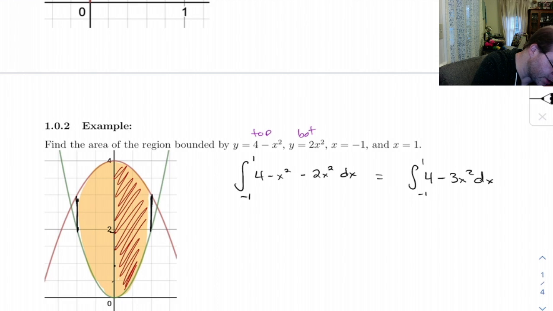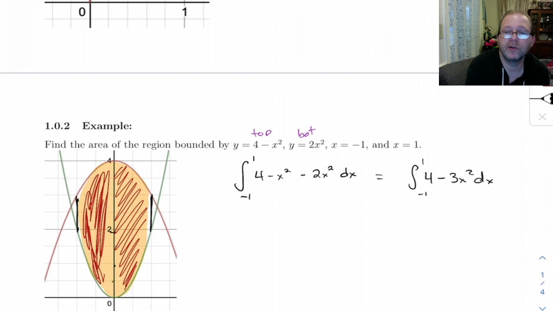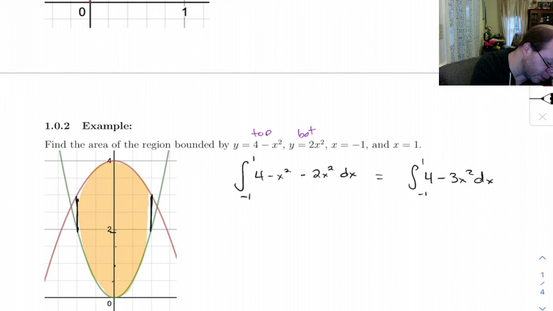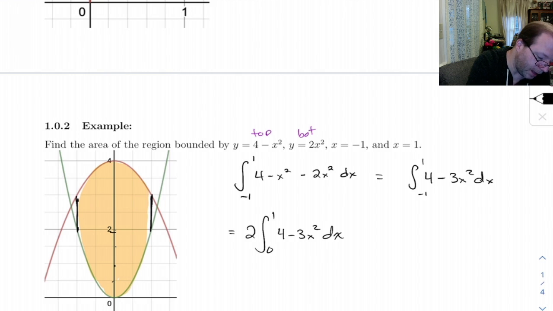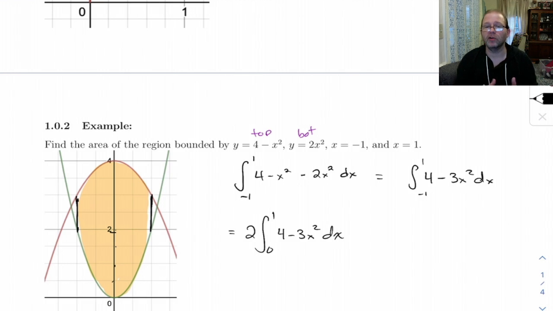This side over here and this side over here are exactly the same size. So I can use symmetry to make my integral a little bit easier. Instead of integrating from -1 to 1, I'm going to integrate from 0 to 1. And that's going to get us the area of half of it, and then I have to double it in order to get the full area. And this shouldn't be a bad integral to do.